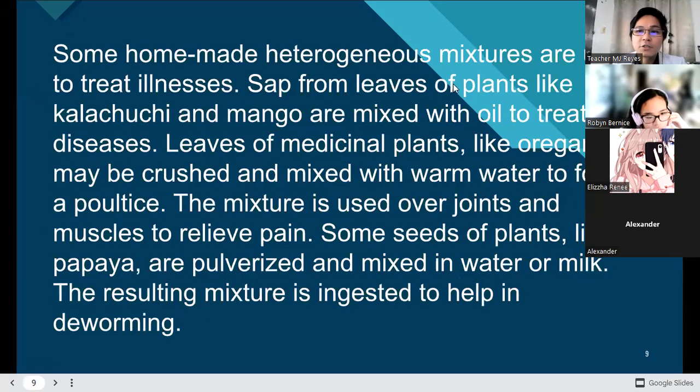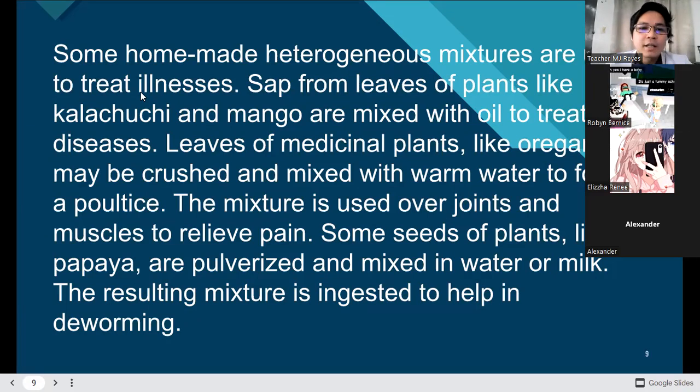Some homemade heterogeneous mixtures are used to treat illness. Sap from leaves of plants like calachuchi and mango are mixed with oil to treat skin diseases because calachuchi and mango are proven to have antibacterial properties. Leaves of medicinal plants like oregano may be crushed and mixed into warm water to form a poultice. The mixture is used over joints and muscles to relieve pain because it has a cooling effect, and at the same time a relaxing effect on the tissues. Some seeds of plants like papaya are pulverized and mixed with water or milk. The resulting mixture is ingested to help with deworming because it has a deworming property.